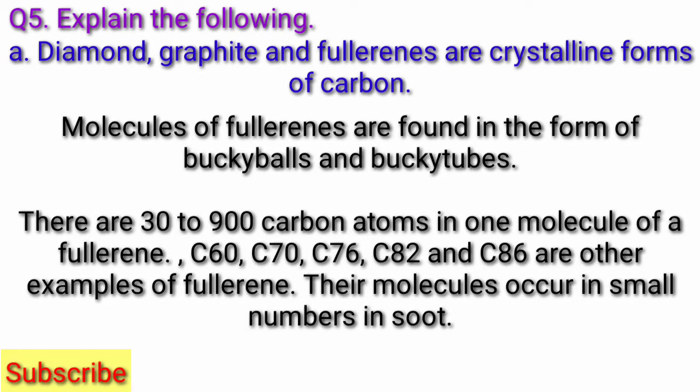Molecules of fullerenes are found in the form of buckyballs and buckytubes. There are 30 to 900 carbon atoms in one molecule of fullerene. C60, C70, C76, C82, and C86 are other examples of fullerene. Their molecules occur in small numbers in soot.